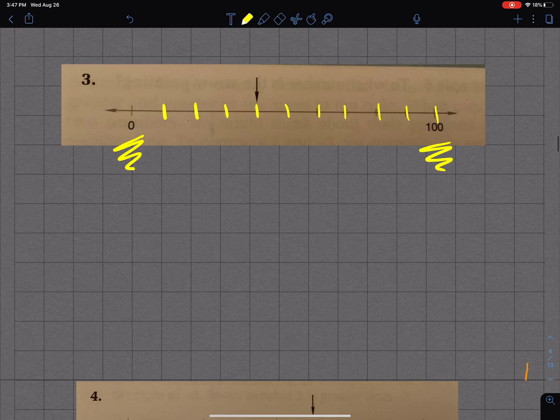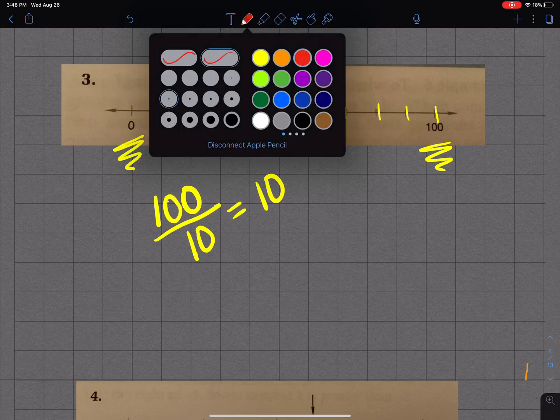So that goes from 0 to 100, so it goes a total of 100 spaces, and there are 10 tick marks. If I divide, I know that each tick mark has a value of 10. So I know they're going to be counting by tens. But again, you can just try it. If you don't know that, you can just do trial and error.